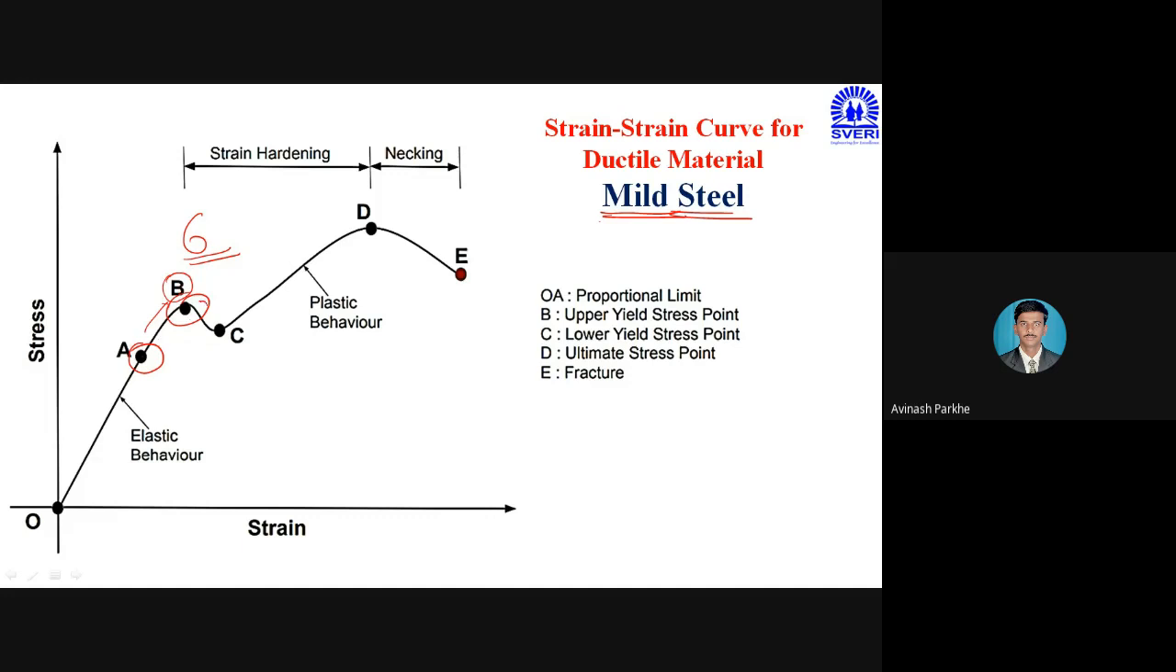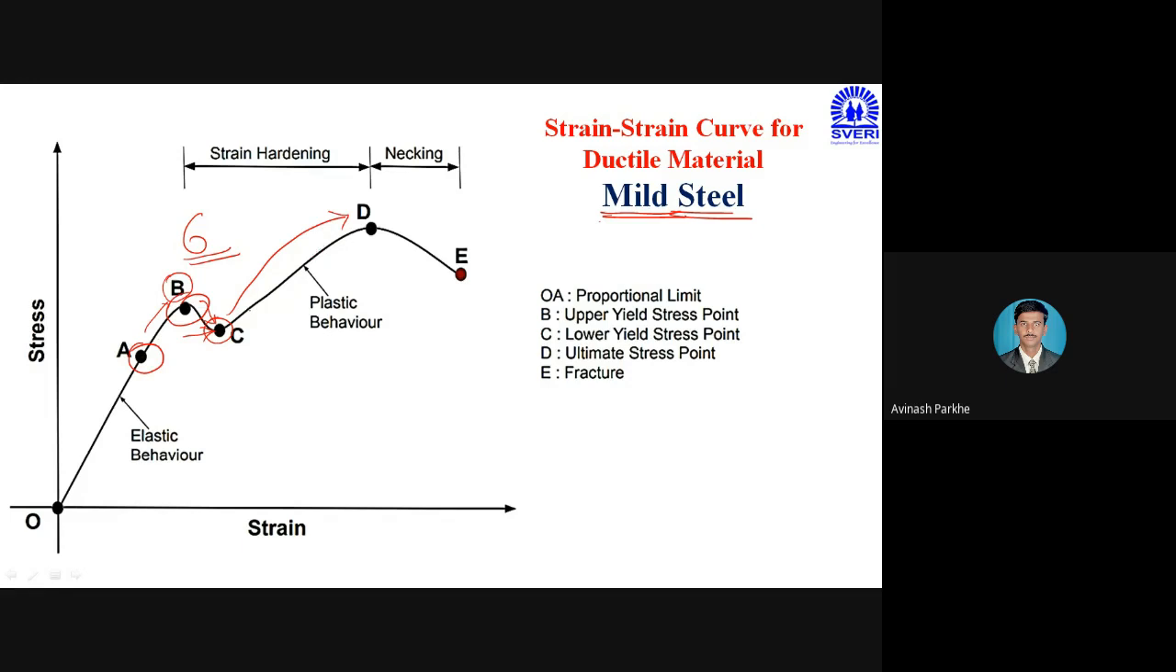Then up to the point C, again there is a decrease in stress, but there is an increase in strain, and whatever deformation of the body is taking place, that deformation can be visible from this particular point C. Then again in between portion C and D, there is an increase in stress and strain, but they are not proportional to each other. But there is an increase in stress.